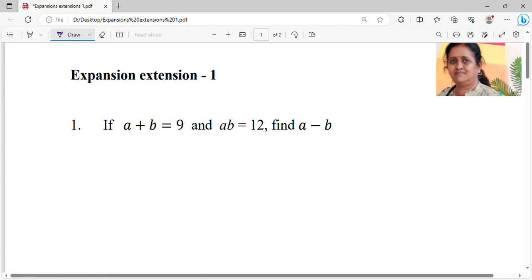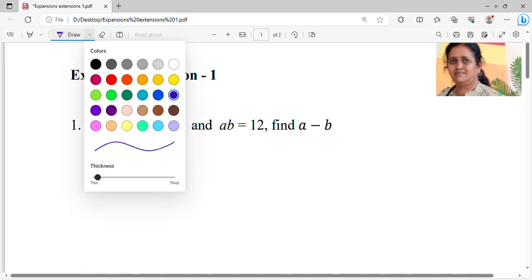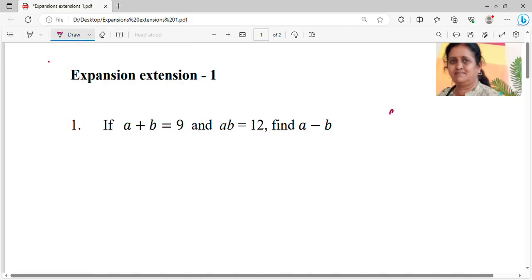Now, if you look at these questions, they are very tricky. You need to recall these three formulas. One is a plus b the whole squared. The other one is a minus b the whole squared. And the other one is a squared minus b squared.